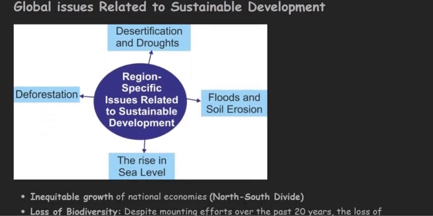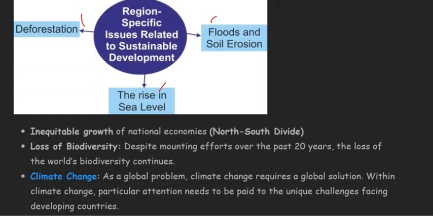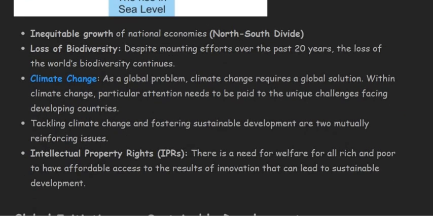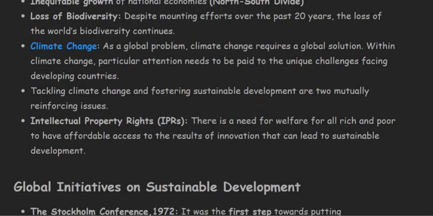Global issues related to sustainable development. Inequitable growth of national economies, North-South divide. Loss of biodiversity. Despite mounting efforts over the past 20 years, the loss of the world's biodiversity continues. Climate change. As a global problem, climate change requires a global solution.